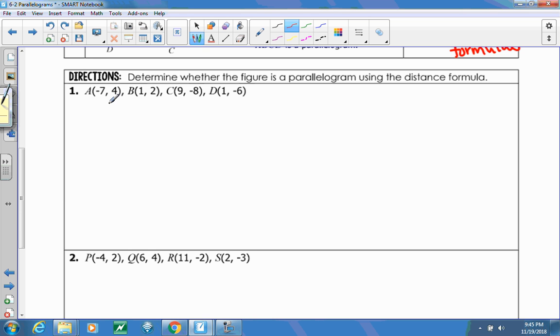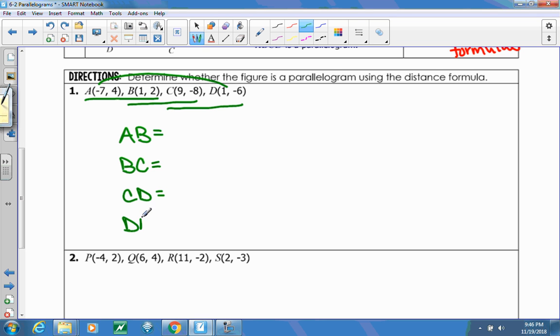So what's going to happen here is that when you see these numbers here, they're listed in order. So AB would be one side, BC would be a second side, CD would be the third side, and then AD would be your fourth side. Okay, so using the distance formula, you need to find the distance of AB. We need to find the distance of BC. We need to find the distance of CD, and we need to find the distance of DA. Okay, so distance formula, you can see it right on the wall.